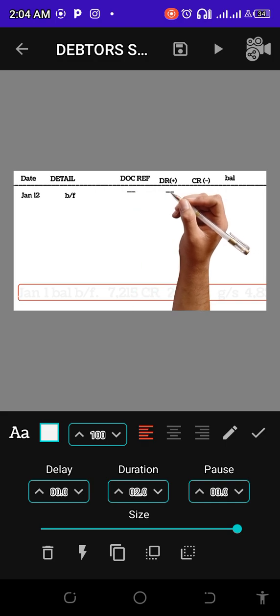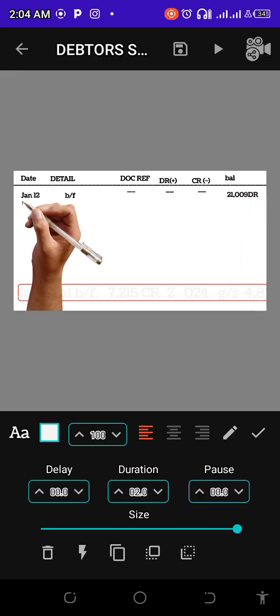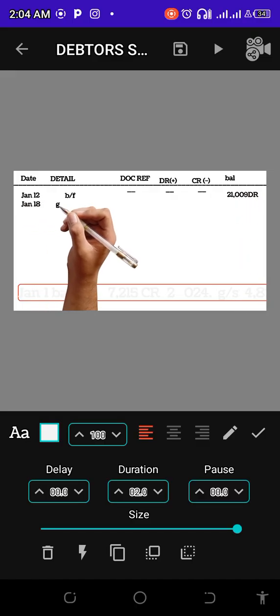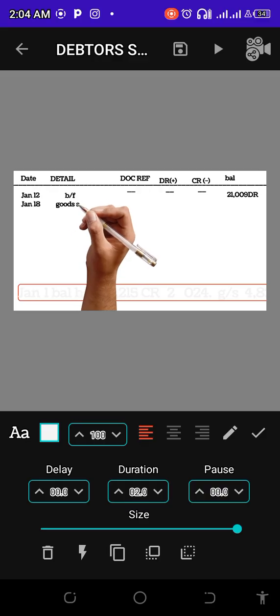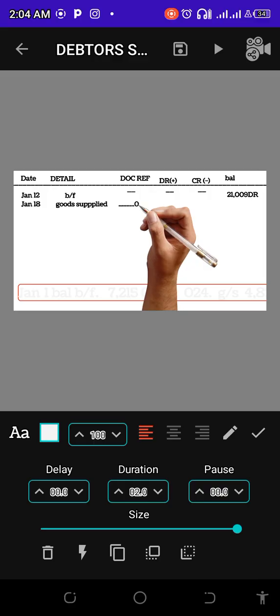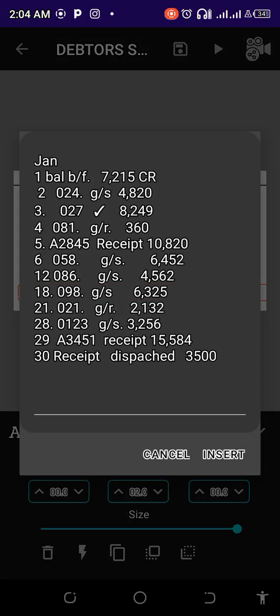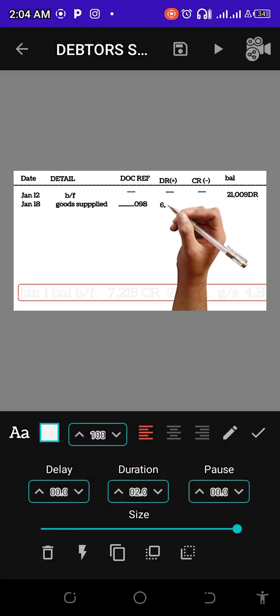First of all, we bring down the balance from January 12 that we have just calculated, which is 21,009 debit side. Now we take the transaction on January 18, which is goods supply, and goods supply will be by the debit side. So we are going to post goods supply to the debit side, and that amount is 6,325. That's on the 18th, 6,325.